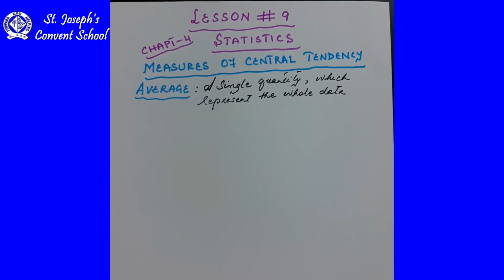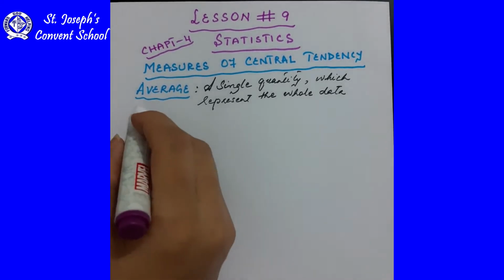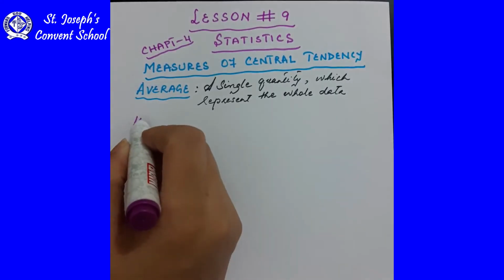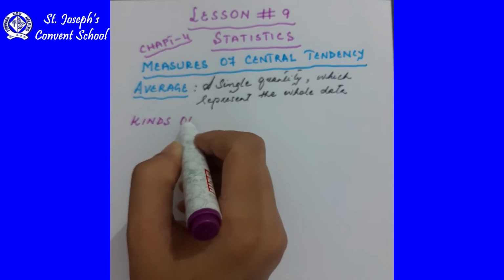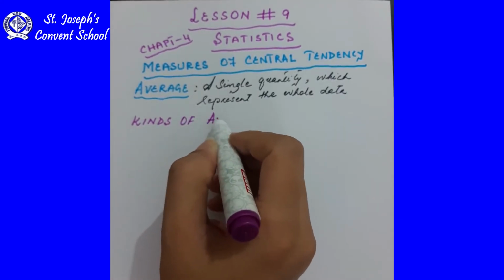Now there are different kinds of average, so we will do the different kinds. This topic comes in the short question answers as well as in the MCQs. Okay, so this is an important chapter, an important topic. Now we will write the kinds of average.